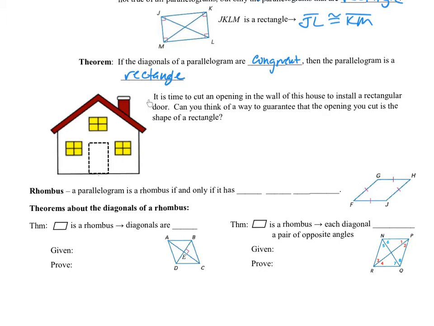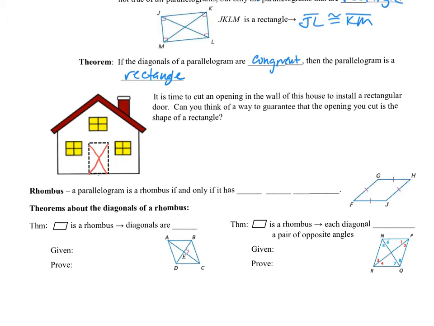So in other words, before they cut out these dotted lines to create that rectangular space for the door, we want to make sure that it actually is a rectangle so that the rectangular door will fit in that space. So what could we do to guarantee that the opening that we cut is actually a rectangle? Well, we can use this theorem that says if the diagonals of a parallelogram are congruent, then that parallelogram has to be a rectangle. So what we could do is measure the diagonals of this rectangle, and if those diagonals are congruent, then we know that we are cutting out an actual rectangle.